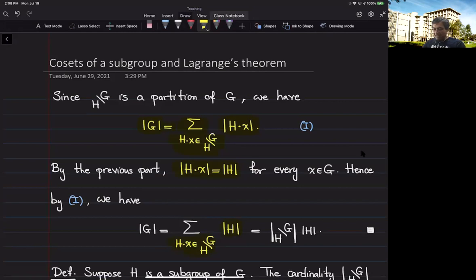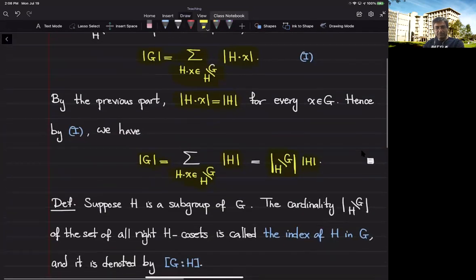That means that I'm adding the same thing how many times? The number of elements of this set. That means the cardinality of G is simply the number of H orbits times the cardinality of H. So the cardinality of the quotient of G by H from the left times the cardinality of H is the cardinality of G. This number we are going to call the index of H in G.